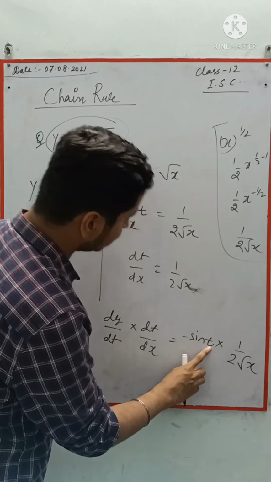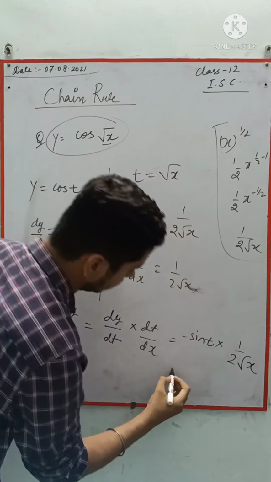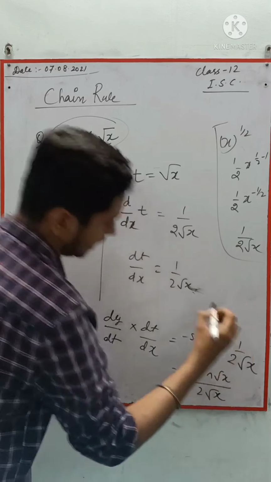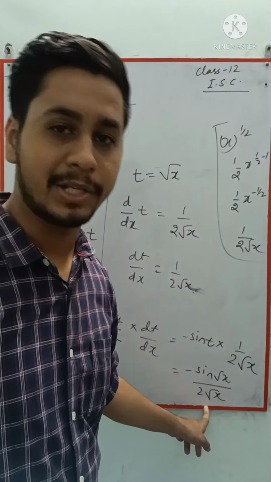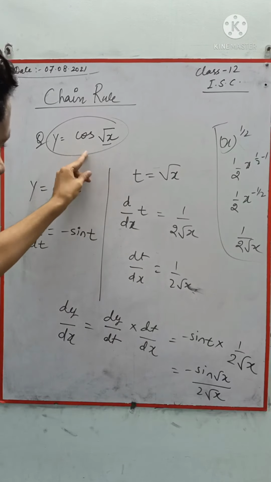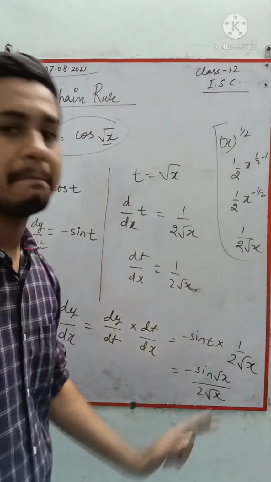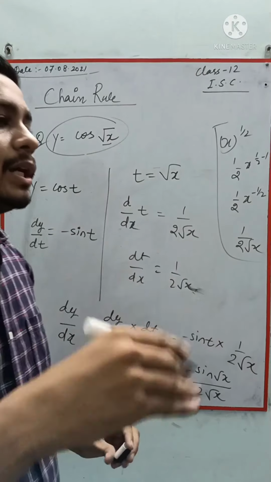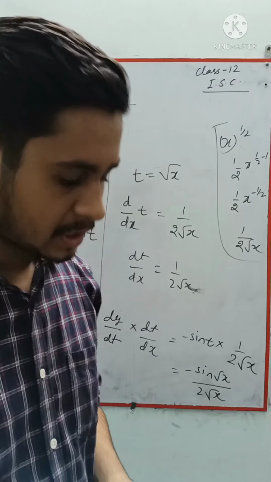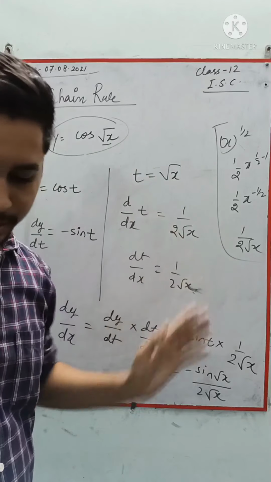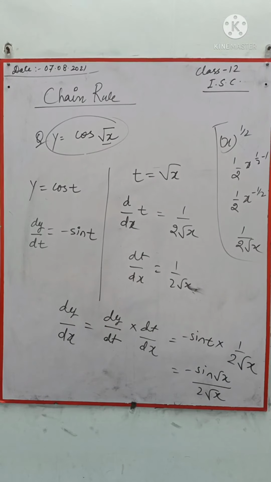As we need y and x, we need to replace this t again with root x. So minus sin root x upon 2 root x. This is the final answer. So that is how the chain rule helped us to understand this in a simpler manner. Now this is very easy. When you go into the complexity of the questions, there you will require the chain rule. Let's see some more questions here.